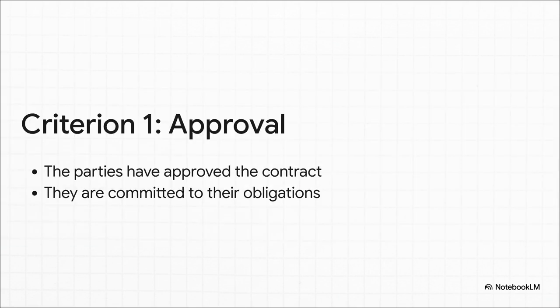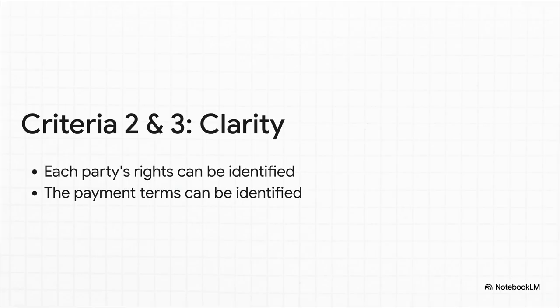Okay, let's break each of these down. The first gate is approval and commitment. This might seem like a no-brainer, but it's absolutely crucial. Both sides have to be locked in. That could be with a signature, an online click, or even just through established business practice. A casual chat just won't cut it. Both parties have to be genuinely obligated to follow through on their promises. Next up, the terms have to be crystal clear.